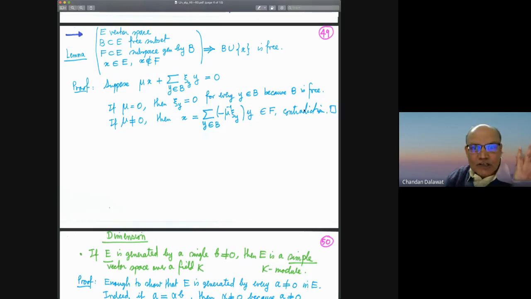So what does this contradiction imply? Contradiction says that mu cannot be non-zero, so it has to be 0. And if it is 0, then all the other scalars are also 0, which means that the only linear relation between them is the trivial one, and therefore this is a free subset.